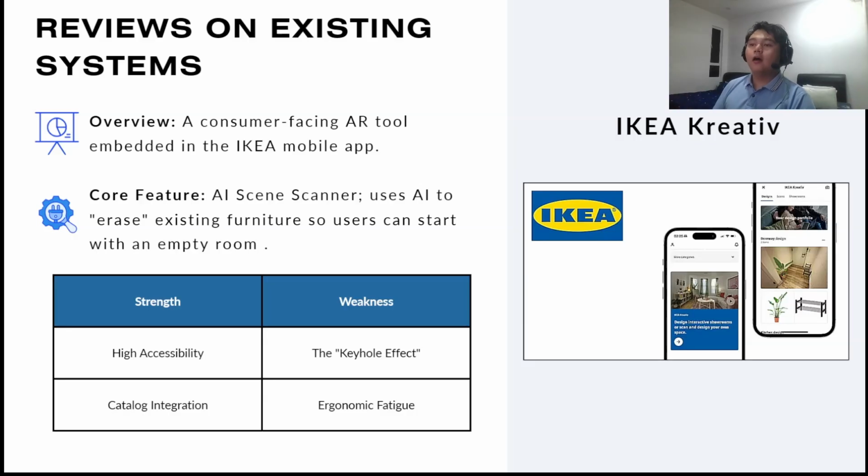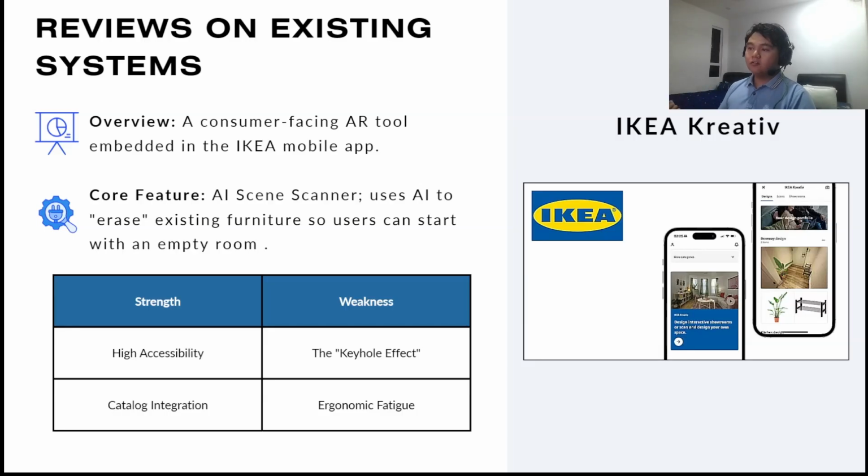And then the strength of this system is it is highly accessible. It is available in iOS and also Android. And then it also has integration with the catalog from IKEA themselves. So user can browse through the furniture in the catalog.